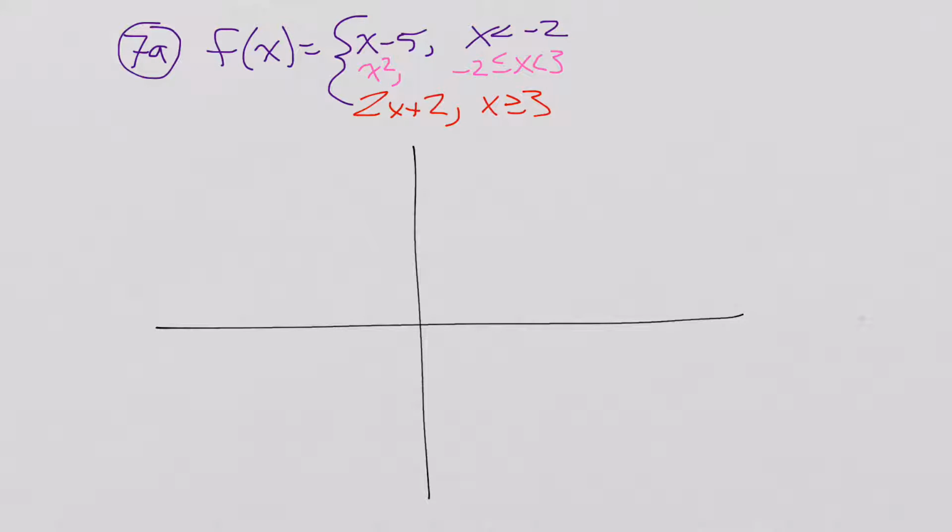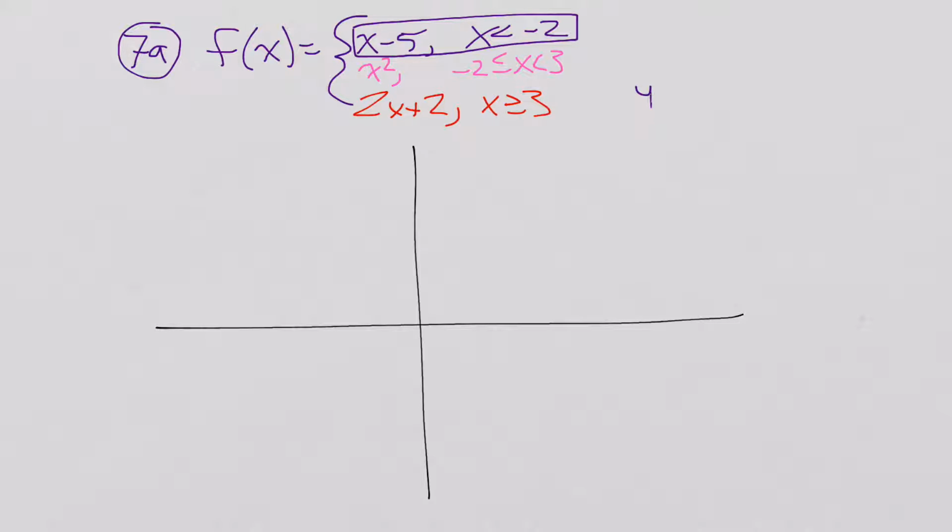So let's start with this one, piecewise function. I know a lot of you are unnerved by piecewise functions, but there's really no need to be. They are just functions that are defined differently for different x values. So let's look at the first definition of our function, x minus 5, when x is less than negative 2.